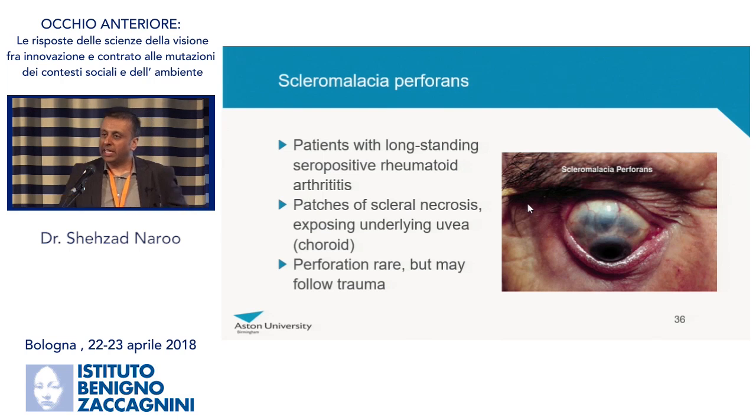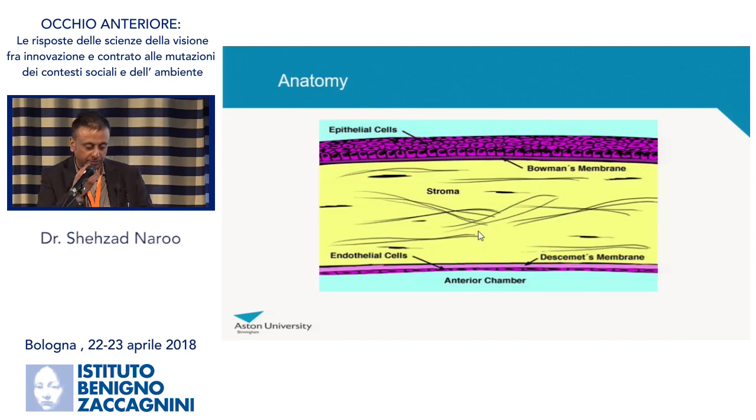Scleromalacia perforans is a malacia, an illness of the sclera, which can perforate through. And you will see this with patients who have long-term systemic problems such as rheumatoid arthritis. And there's a very thin area of sclera, and the underlying choroid is starting to show through. It's very, very rare for it to perforate. It can happen, but it's extremely rare. And perforation is only likely to happen if there's blunt trauma to the eye as well. Usually you wouldn't get that, especially because this is more with elderly patients.